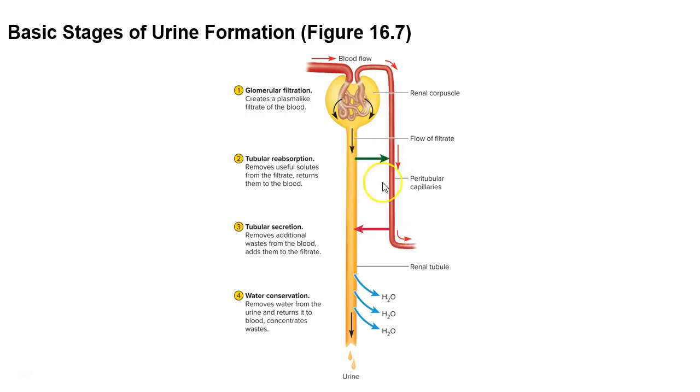This is where we can remove any additional waste from the capillaries that maybe we missed during the filtration process, and add them back into this filtrate here. And then step 4 consists of water conservation. This is where we remove any excess water that we would like to retain in the body and return it to the bloodstream, as well as concentrate the waste into the form of urine, which can then be sent along the ureters to the bladder to be stored until we can remove it from the body. So in this video, we're really going to focus on glomerular filtration, and then we'll talk about the other steps in later videos.